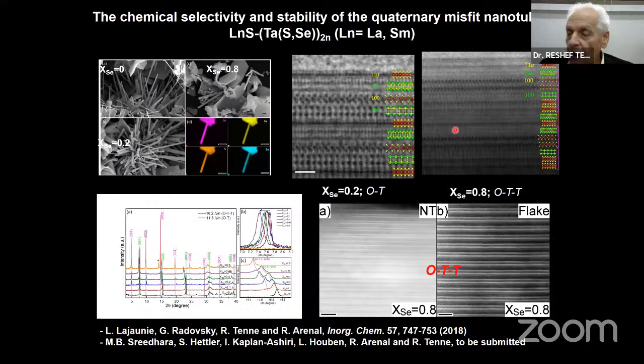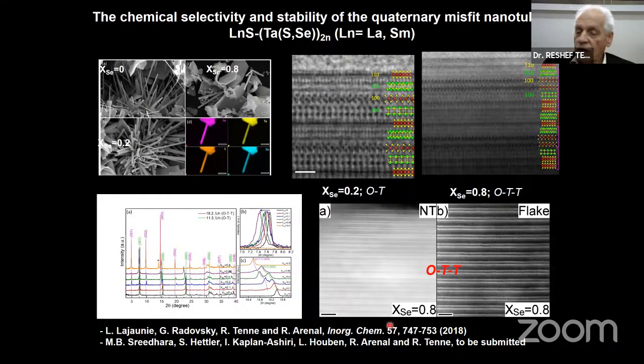becomes a double periodicity. So instead of lanthanum sulfide to tantalum disulfide, you have 1 lanthanum sulfide, 2 tantalum selenide, only selenide. Now there is not enough sulfur for the tantalum, so all the lanthanum binds to the remaining sulfur, and the selenium binds only to the tantalum, and the structure is 1 to 2.